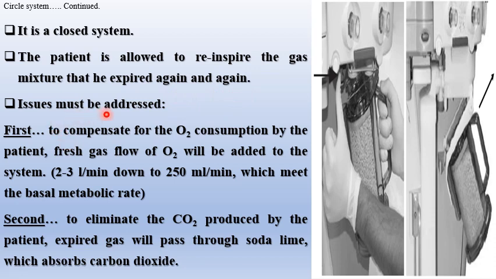But we have issues that must be addressed here. First, to compensate for the oxygen consumption by the patient, the fresh gas flow of oxygen will be added to the system, 2 to 3 liters per minute down to 250 ml per minute, which meets the basal metabolic rate, and it is a closed circuit. Second, to eliminate the carbon dioxide produced by the patient, expired gas will pass through soda lime, which absorbs carbon dioxide. This is a canister of soda lime attached to the machine here.